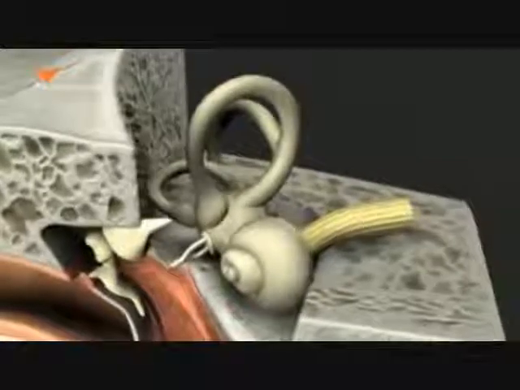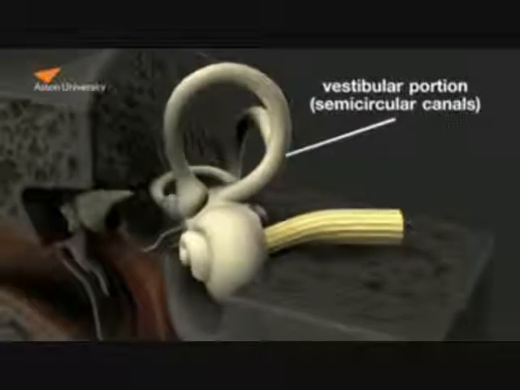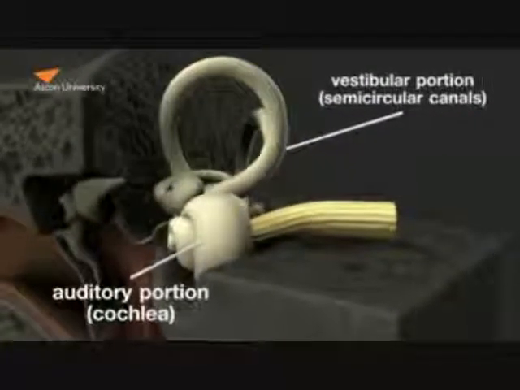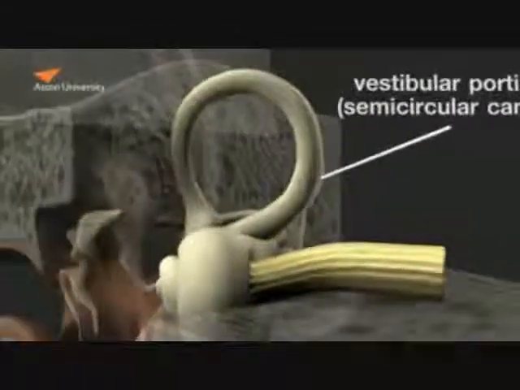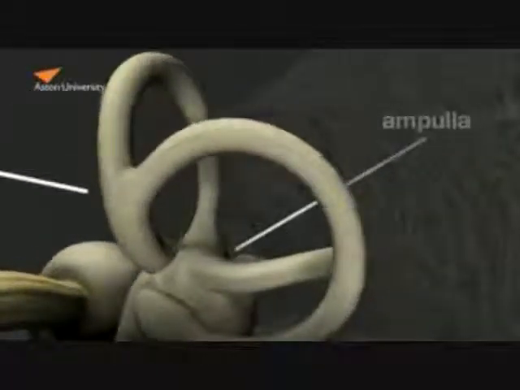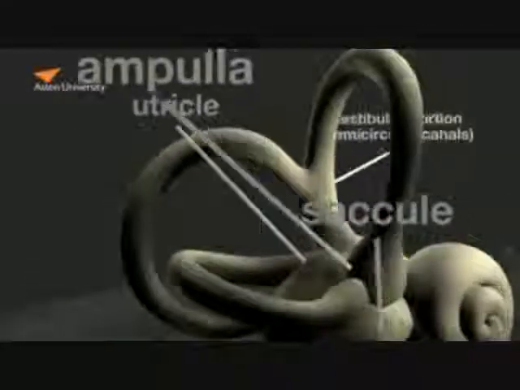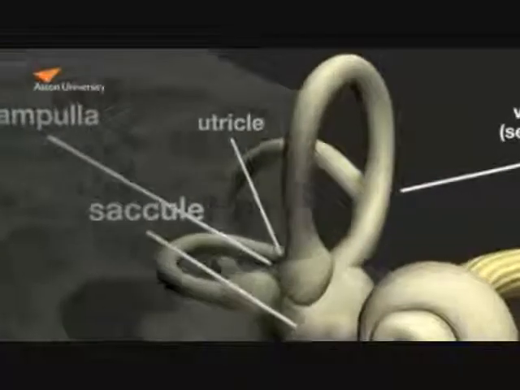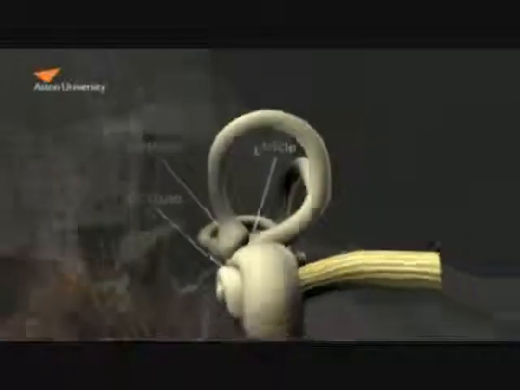The inner ear has two distinct portions: the vestibular portion, concerned with balance, and the auditory portion, the cochlea, which is concerned with hearing. The vestibular portion is made up of three semicircular canals. Each canal has a swelling at one end, the ampulla, and two membranous sacs, the utricle and the saccule. These contain fluid and sensory cells, which move in response to head movements to indicate the body's status. The vestibular system works in conjunction with the eyes and the receptor cells in the joints of the body to continuously maintain our balance.